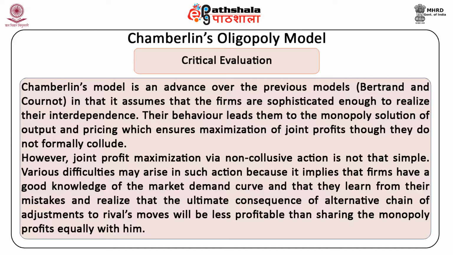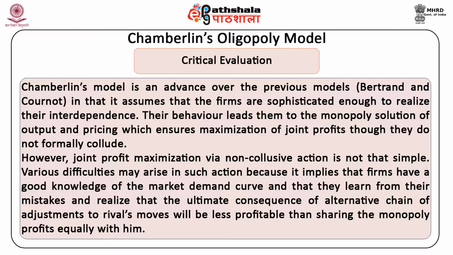Further, it is assumed in Chamberlain's model that the oligopolists know fully the costs of production of their rivals, which enable them to arrive at a monopoly output and price which is in the best interest of all of them. Thus, unless all oligopolists have identical costs and demands, it seems impossible that the oligopolist will be able to reach the monopoly solution, that is maximization of joint profits without collusion.